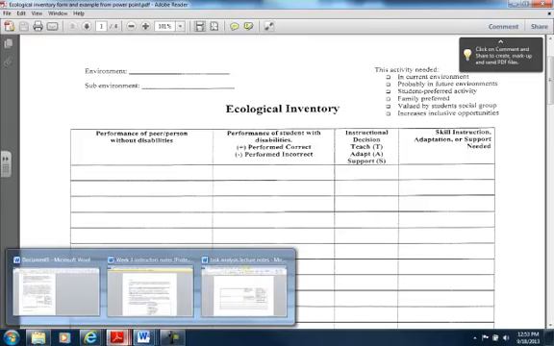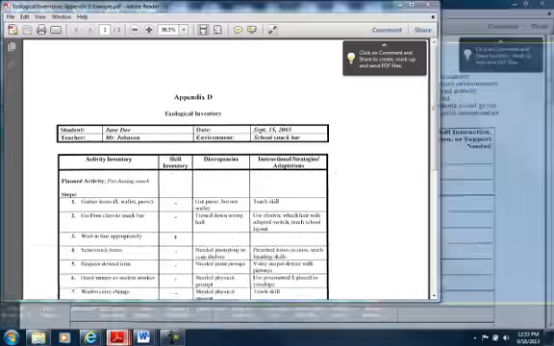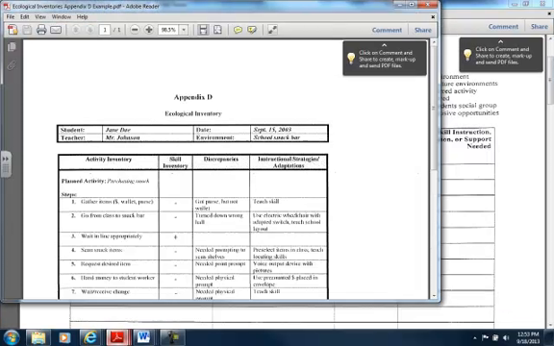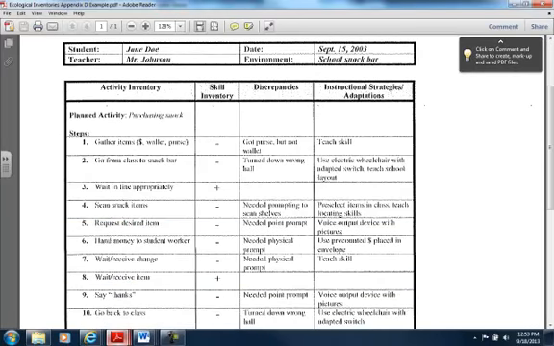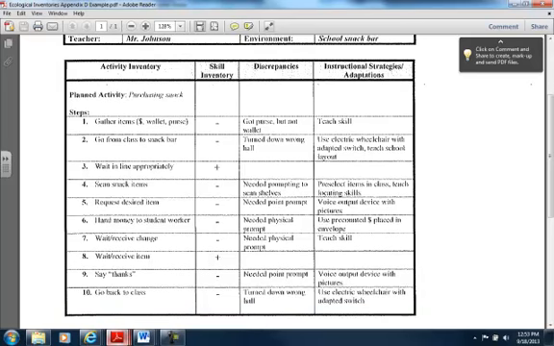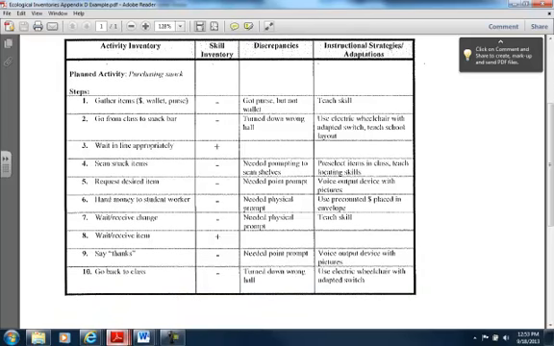Let's look at another example I have here for you. You have all of these under course content. This one is Ecological Inventory Appendix D. And here again, you see that we have a planned activity. This one is purchasing a snack. And so they have listed, almost like a task analysis, all the steps that need to happen when you're at the snack place to purchase a snack. And this is what typical students would do, and this is what our student does.